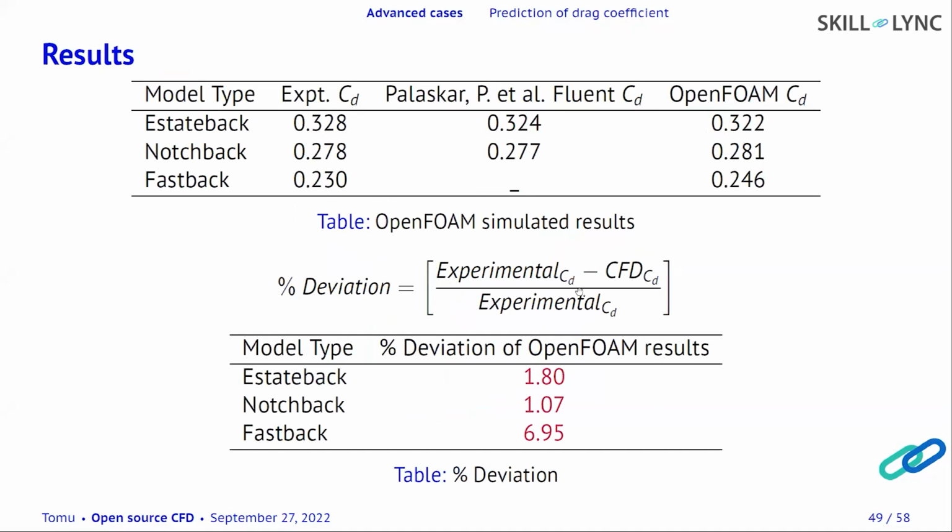Now, if we compare our OpenFOAM results with that of experiments, this is the equation that we are using. You can see for estate back, the difference is only 1.8%, which means OpenFOAM is actually predicting the results very close to experiment values. But in the case of fastback, it rises to around 7%.